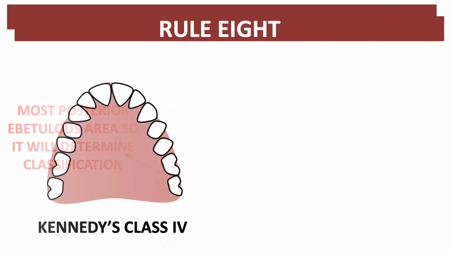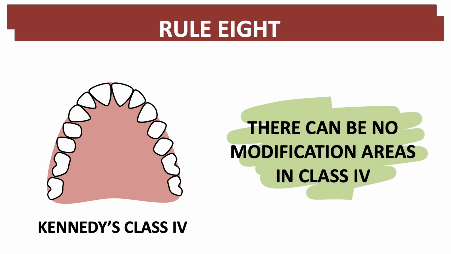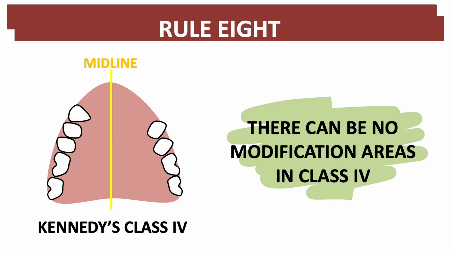Now, rule 8. A very simple rule. There can be no modification area in class 4. So this is a class 4 in which the anterior dentition is missing, or the missing dentition is anterior to the remaining natural dentition, crossing the midline. This is very important. It always crosses the midline. So try to understand.